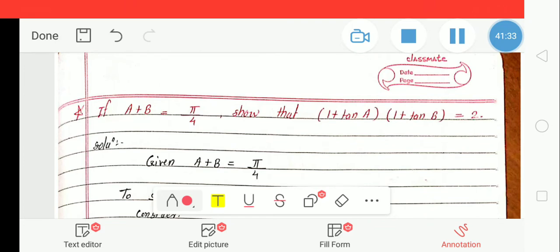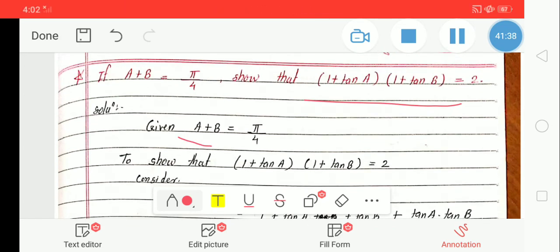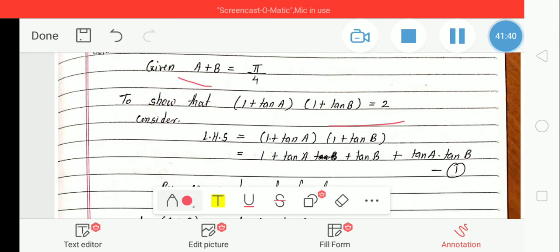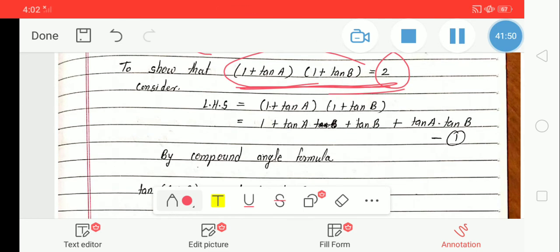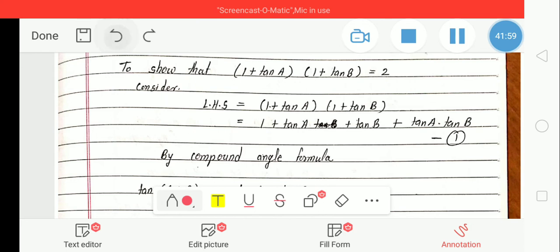If A plus B is equal to pi by 4, now to show this, A plus B is equal to 45, to show that this equals 2, we take the LHS. Now we take this part, 1 plus tan A, and multiply by this one: 1 plus tan A plus tan B, with 1 multiplied by 1 and 1 multiplied by tan B, then tan A multiplied by tan B.